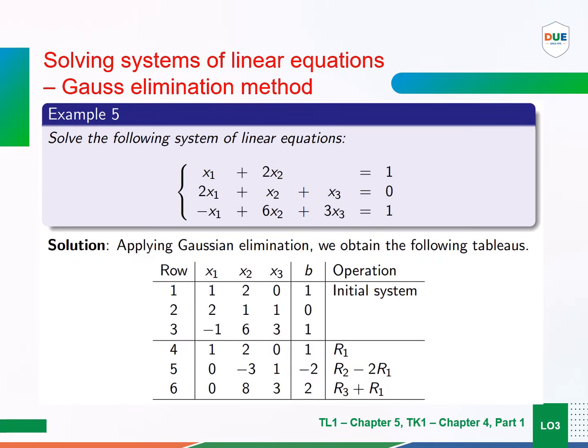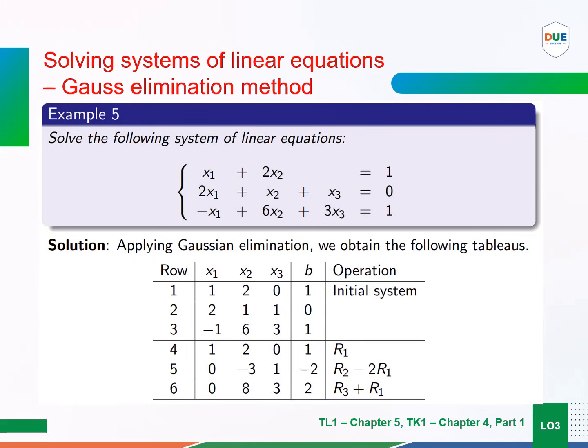Now let us apply the Gaussian elimination method to a specific system of three linear equations. We begin by writing the coefficients and the right-hand side values in an augmented matrix. The first row is 1, 2, 0, and 1. The second row is 2, 1, 1, and 0. And the third row is -1, 6, 3, and 1.